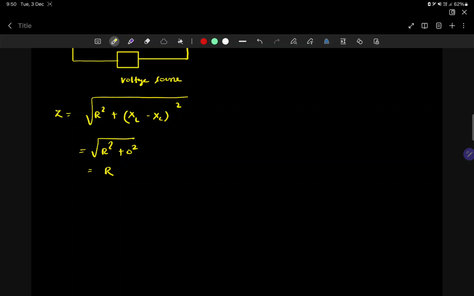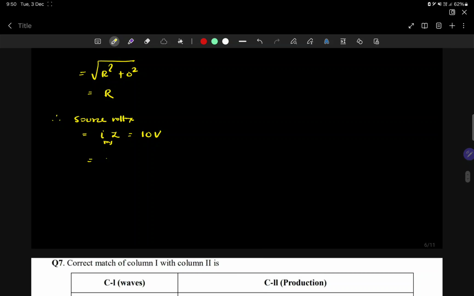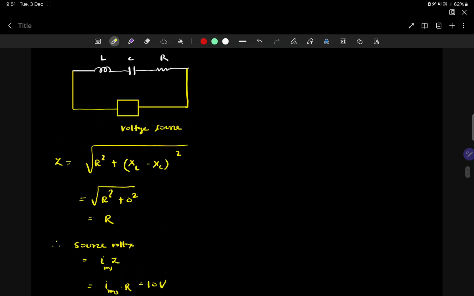Okay. Now we can calculate the source voltage. Source voltage is equal to how much? We can write I into Z, I RMS into Z. That value is equal to 10 volt. Okay, because Z value is R, so I RMS into R, we can write this is equal to 10 volt. So source voltage is 10 volt.